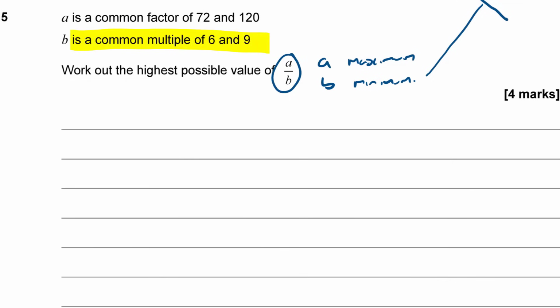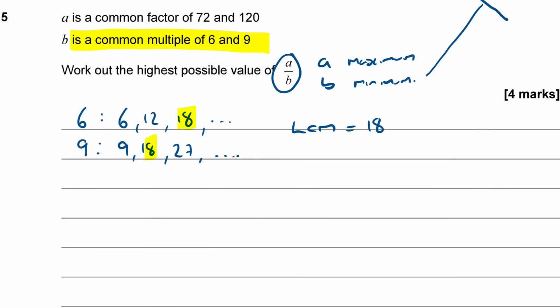A common multiple of 6 and 9. If we want B to be minimum, we're actually asking for the lowest common multiple of 6 and 9. Okay, so let's think about the multiples of 6 and 9. The multiples of 6 are 6, 12, 18, and so on. And 9 is 9, 18, 27, and so on. So you can see we found our lowest common multiple already. 18 is there, 18 is there, so our LCM of those two numbers is 18. So that's going to be my value of B.